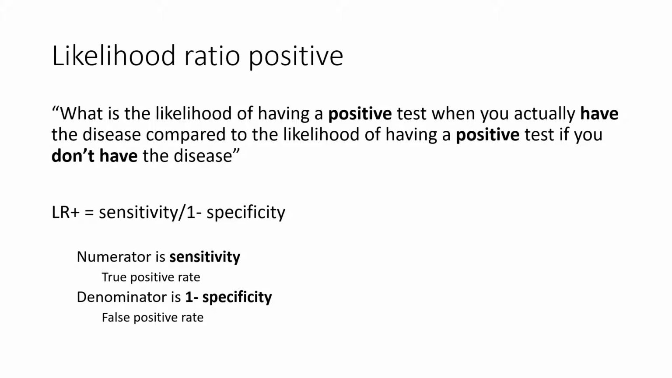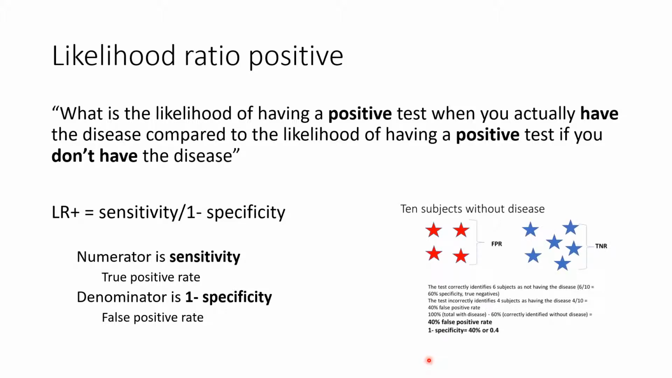In terms of the equation, which you may remember, it's equal to the sensitivity divided by 1 minus specificity. And so the numerator, being the sensitivity, is the true positive rate, which we covered in the previous video. And the denominator, being the 1 minus specificity, is the false positive rate. And here's the slide from the previous video as a review if you'd like, for the false positive rate. So all these 10 subjects do not have a disease. If the test is 60% specific, it'll call 6 out of the 10 as true negatives and misclassify 4 out of the 10 as false positives. And so we have 40% false positive rate.